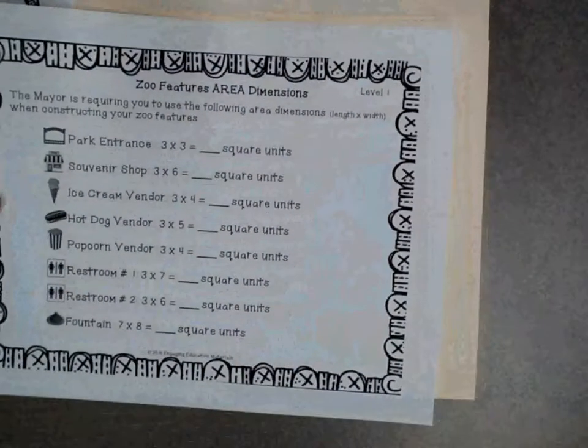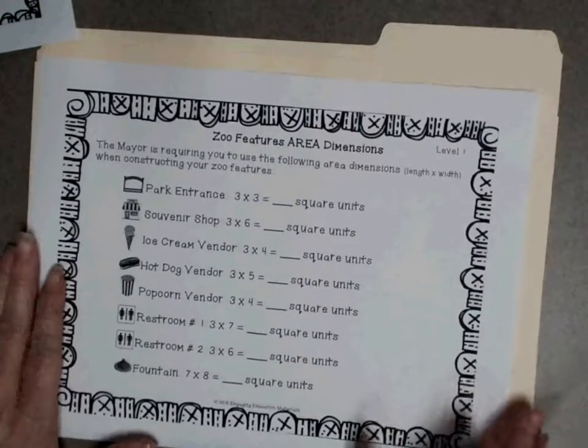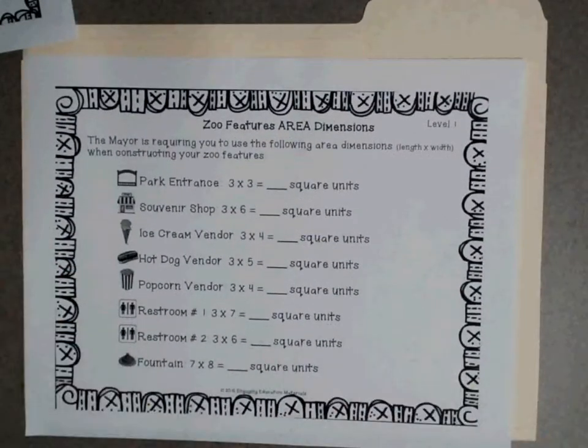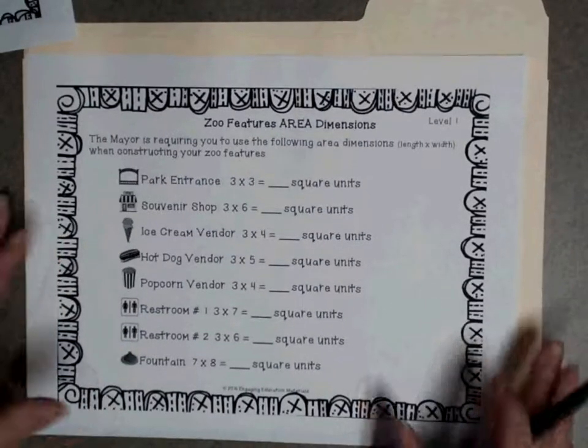So this one is area dimensions. All right, so find the page that says Zoo Features Area Dimensions. I know there's several pages, so make sure you have this one. We'll have them labeled. And I would have your name on all of them, just in case one falls out, because we find things all over our classroom.